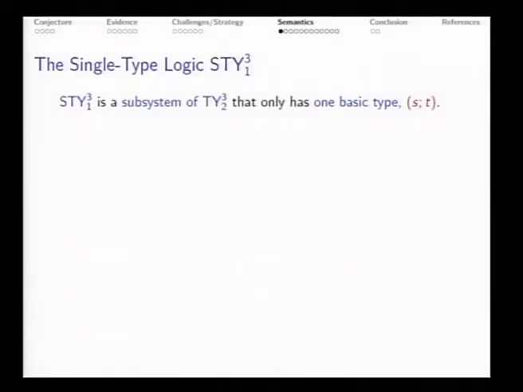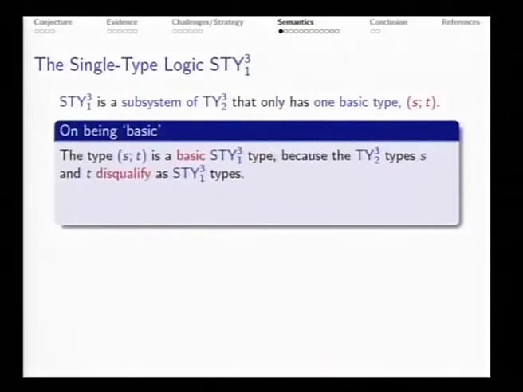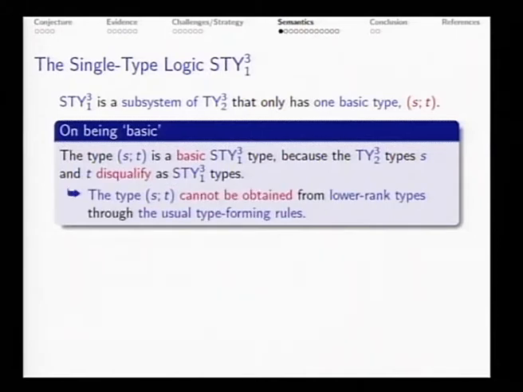In the previous section, I've already mentioned that we'll assume that this logic will be a subsystem of a partial version of Gallin's logic Ty2 that only has one single basic type, namely the type for functions from indices to truth values. And our description of the type ST as the basic type of this logic is motivated by the fact that the Ty2 types S and T do not qualify as single type types, such that as a result the type ST cannot be obtained from lower rank types through our single type forming rules.